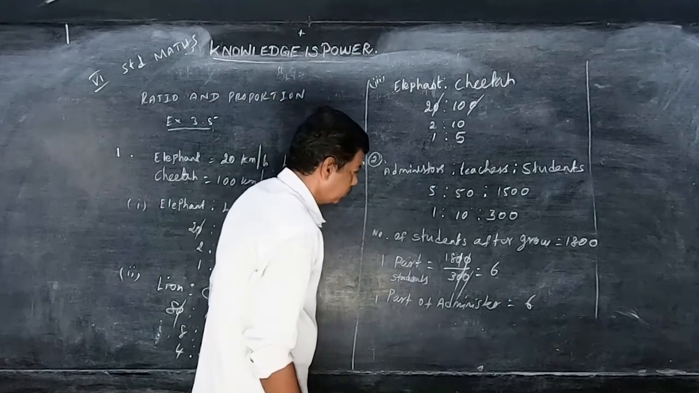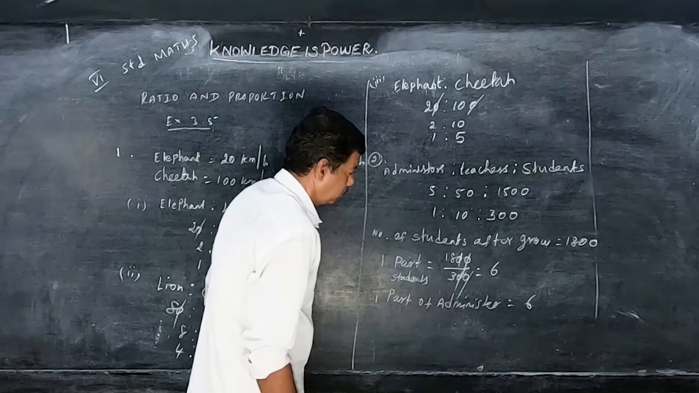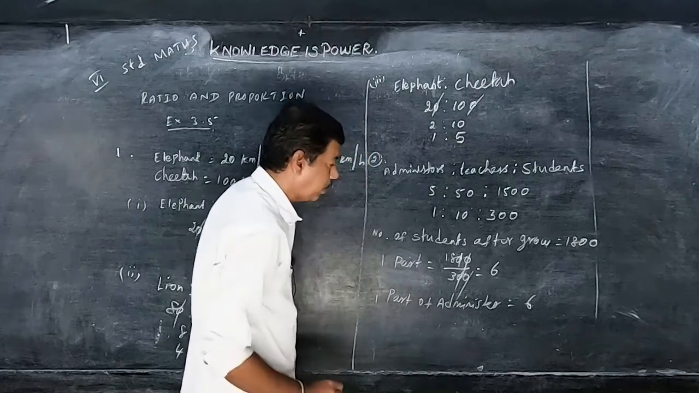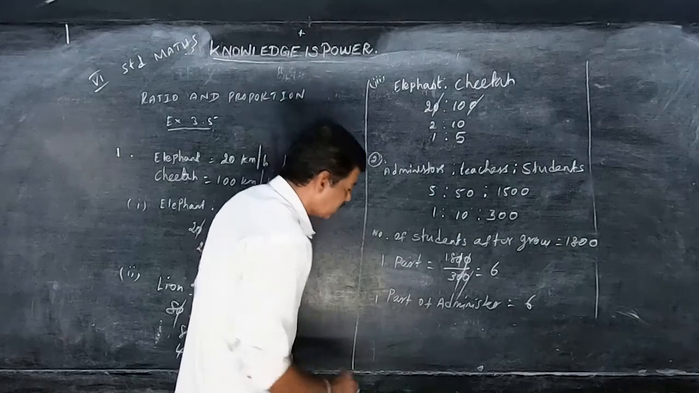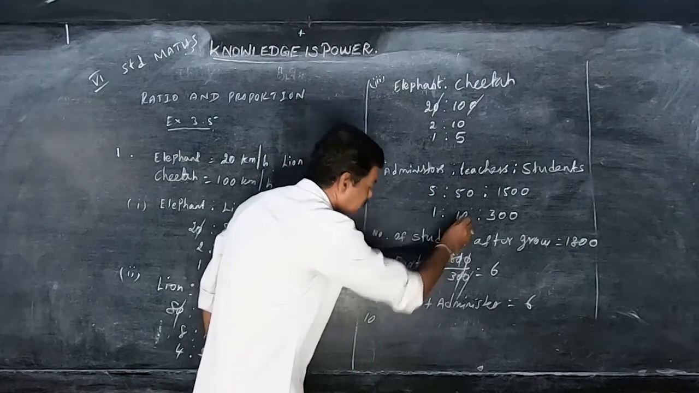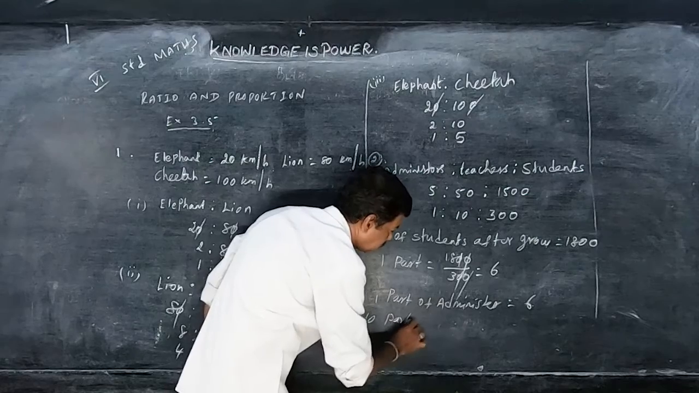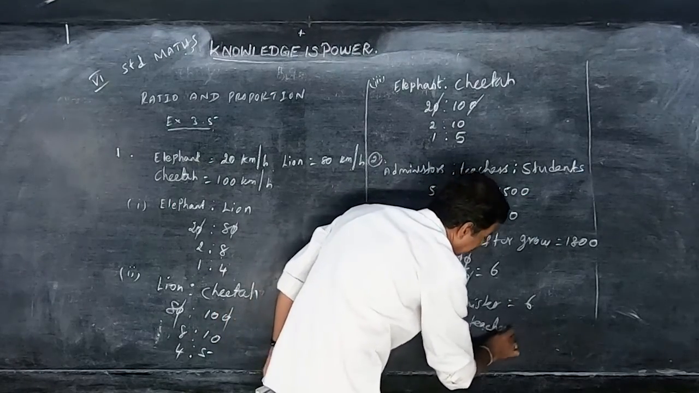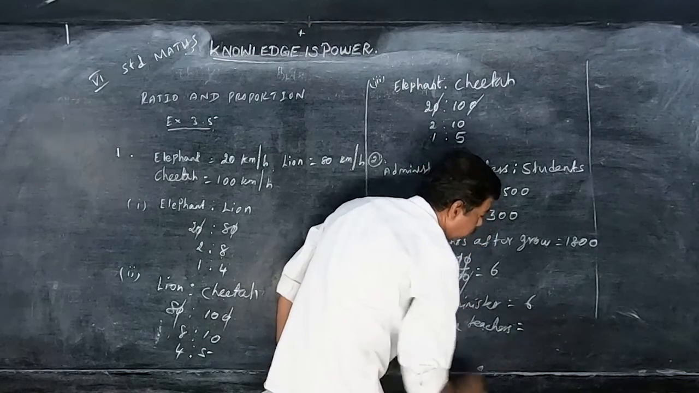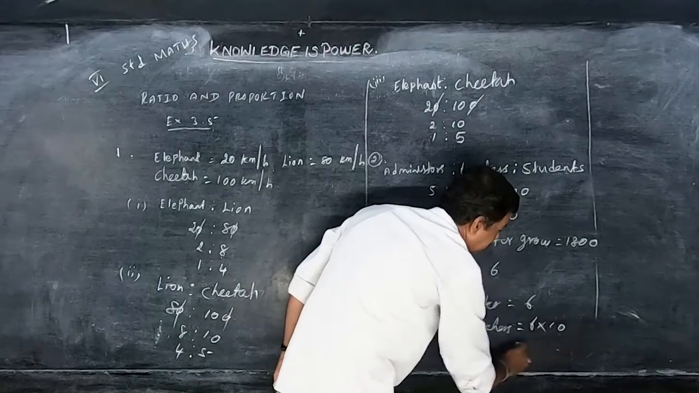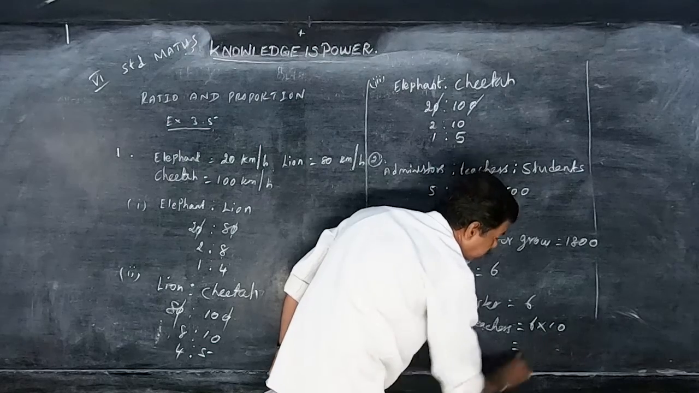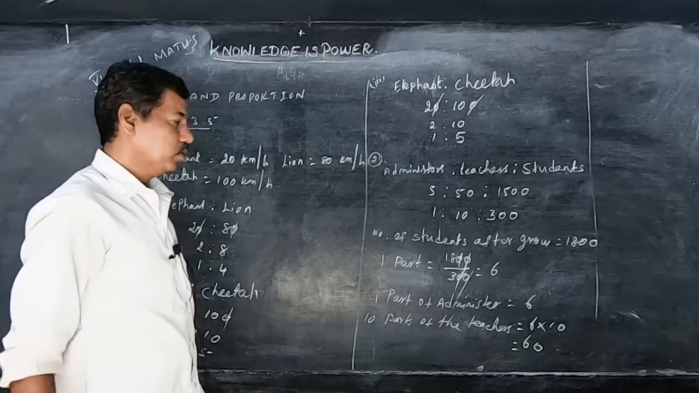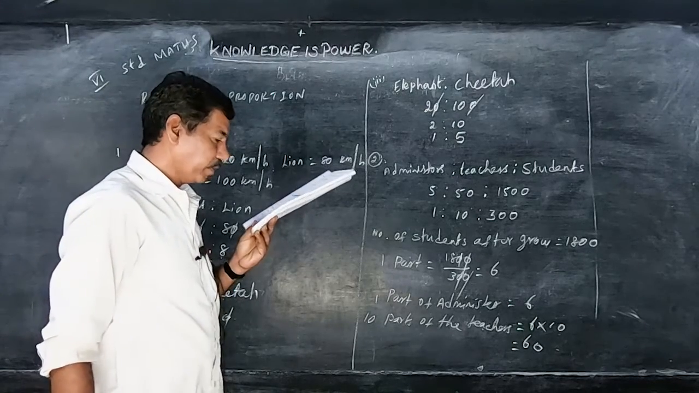Then one part is enough. Okay, one part administrator. One part of administrator equal to what? 6. 10 parts. Here there is teachers. 10 parts of the teacher. 10 parts of the teachers equal to what? 6 into 10. 6 into 10 is what? 60. So what does the question have to find?